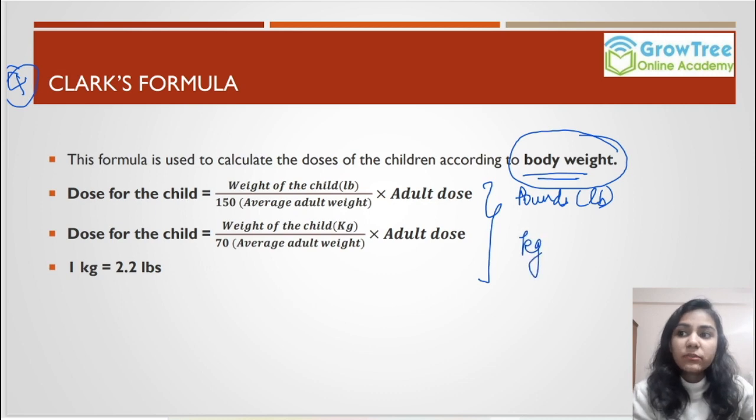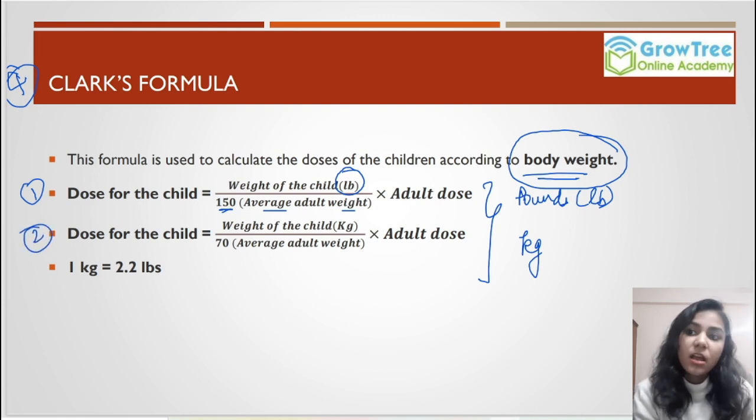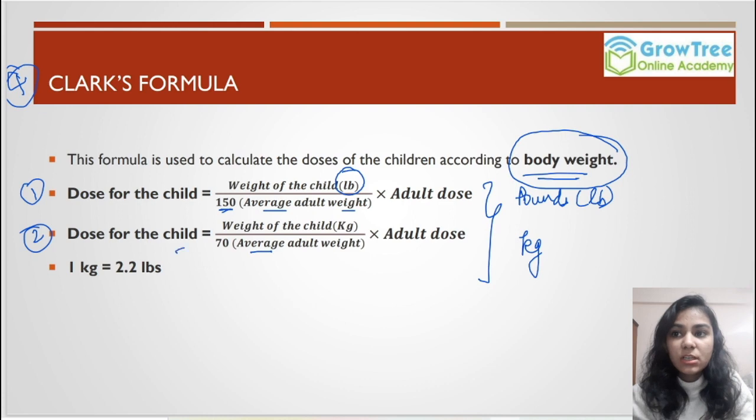The first formula is: dose of the child equals weight of the child in pounds upon 150 into adult dose. 150 is nothing but the average weight of an adult in pounds. Now look at the second formula: dose of the child equals weight of the child in kgs upon 70 into adult dose. 70 here is nothing but the average weight of the adult. Here we have a correlation which says 1 kg equals 2.2 pounds.